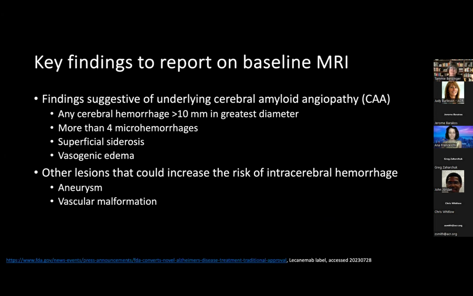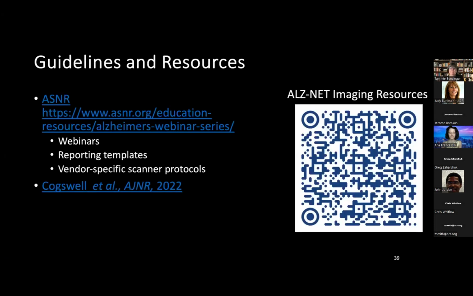So again, for the baseline MRI, make sure to report any hemorrhages greater than 10 millimeters, count the microhemorrhages, look for siderosis and vasogenic edema, as well as anything that could increase risk of hemorrhage, such as aneurysm, stroke, AVM. And again, here's that link to those ALZnet resources, which are going to be so helpful for consolidating ideas about protocols and templates and so on.